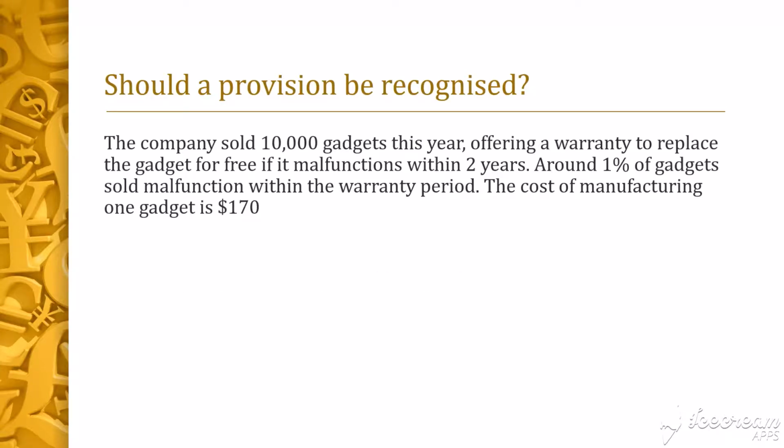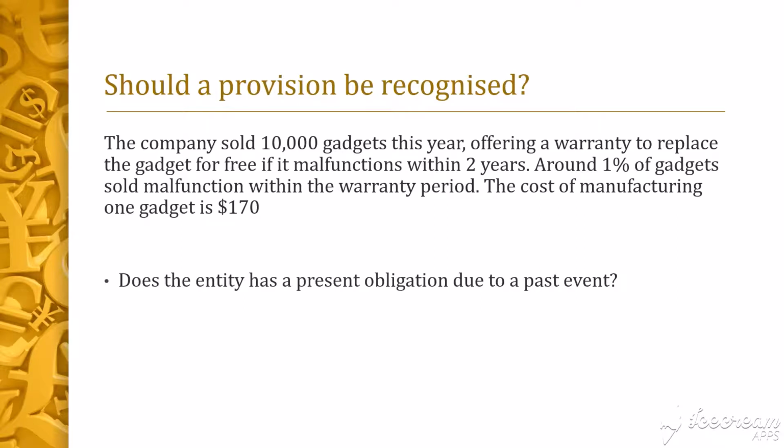First, does the entity have a present obligation due to a past event? Yes. When the entity sold the gadget, it came with a warranty to replace the gadget should it malfunction within the warranty period. It has to fulfill the obligation should the customer approach the entity for a warranty claim. This obligation arises the moment the entity sold the gadget.